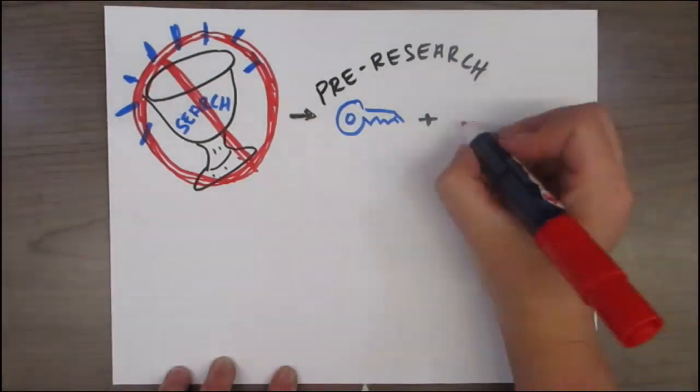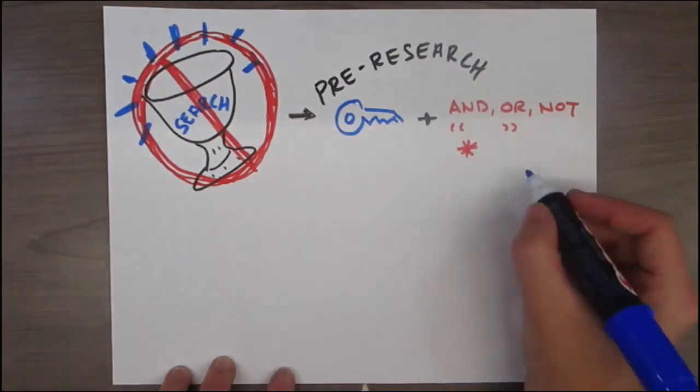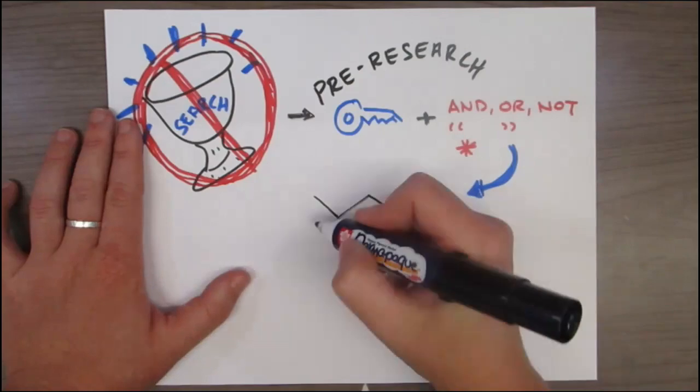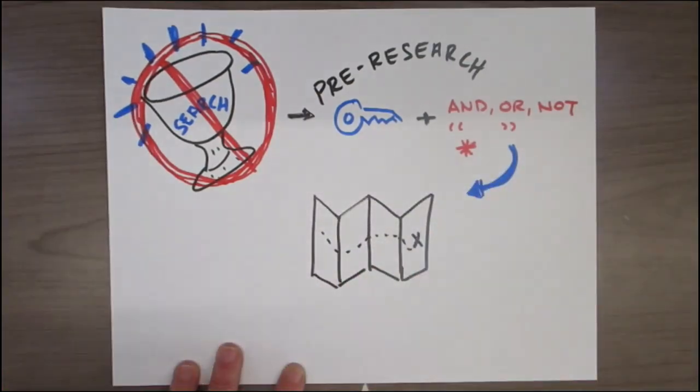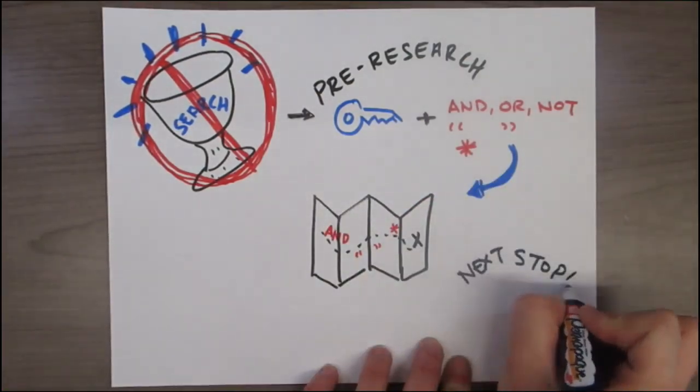Research is a strategic process that involves trying different search options to see what returns the best results. We'll continue to see these search strategies and tips at work in Highway 301, Finding Information.